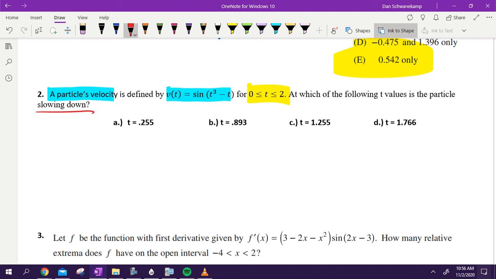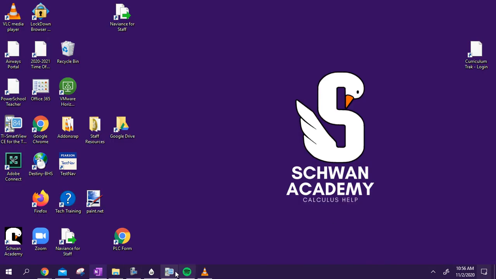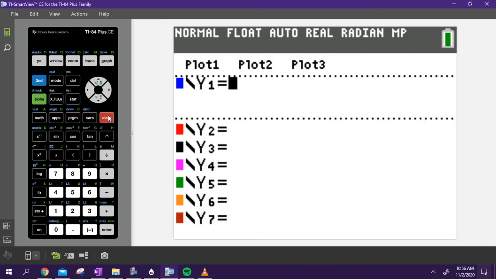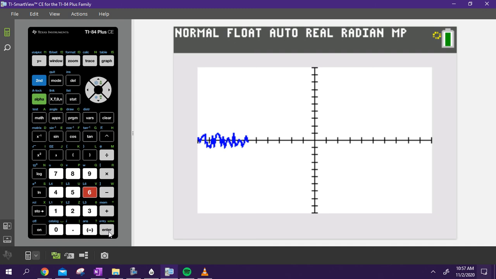So they gave me velocity. I'm trying to figure out when I'm slowing down. Let's type it in. So we hit y equals. We clear out what's there. Let's type in the new function. So my new function says sine of x cubed minus x. If we just went zoom 6, zoom 6 would be ugly as can be. I definitely don't want to hit zoom 6.